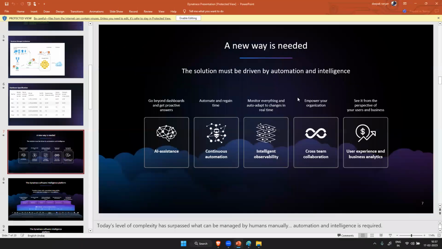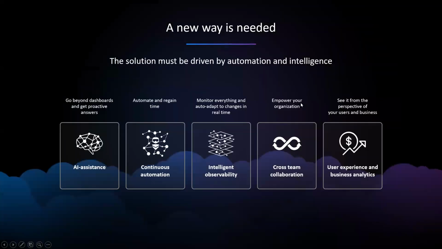So now you will know why Dynatrace is needed. These are the slides I will share. Dynatrace has AI capability, called Davis AI. You can do continuous automation with the help of Dynatrace intelligent observability, and Dynatrace will give you complete, very advanced-level root cause analysis.